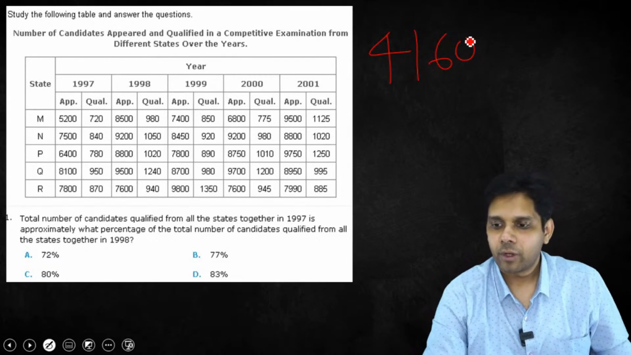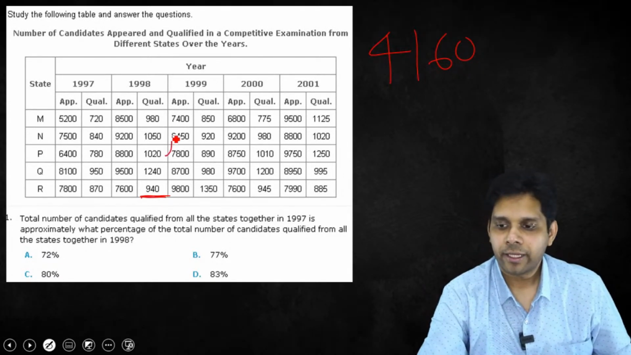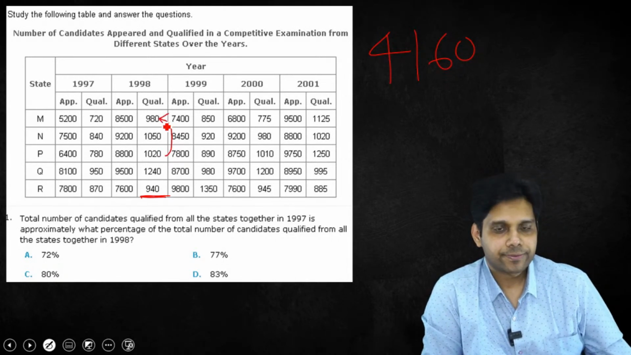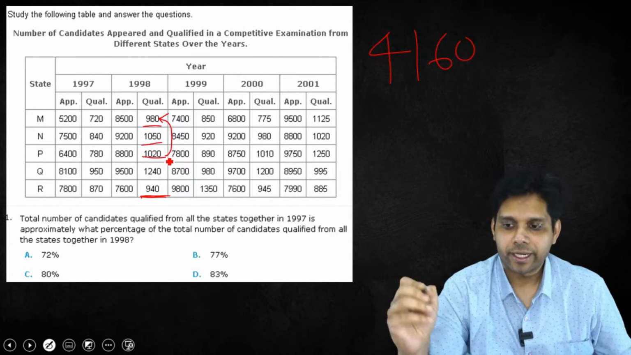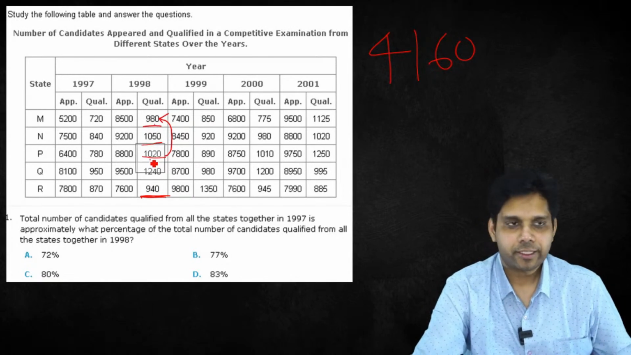Okay. Now we'll go to 1998. So what are we looking at? Can I move this 20 to 980 and make it 1000? Yes, I can do that. So now this is 1000. This is 1050. This is 1020. Sorry, 1000, right? So 1000, 2000, right?